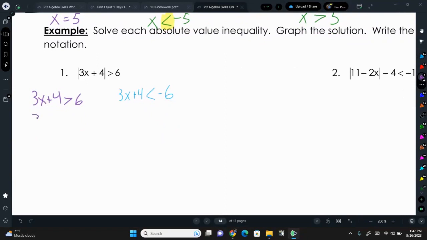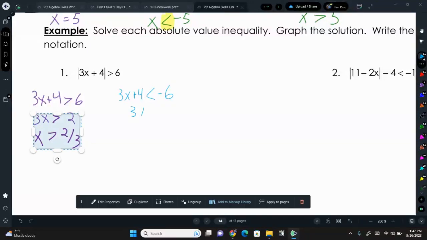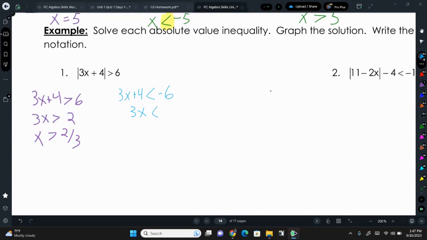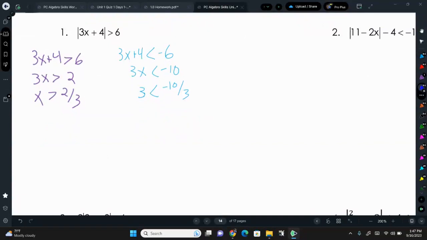All right, in purple we get 3x is greater than 2, then x is greater than 2/3. And then the blue one, subtract 4 from each side. 3x is less than negative 10. Divide both sides by 3. x is less than negative 10/3. So then on our number line, we have negative 10/3 and positive 2/3.